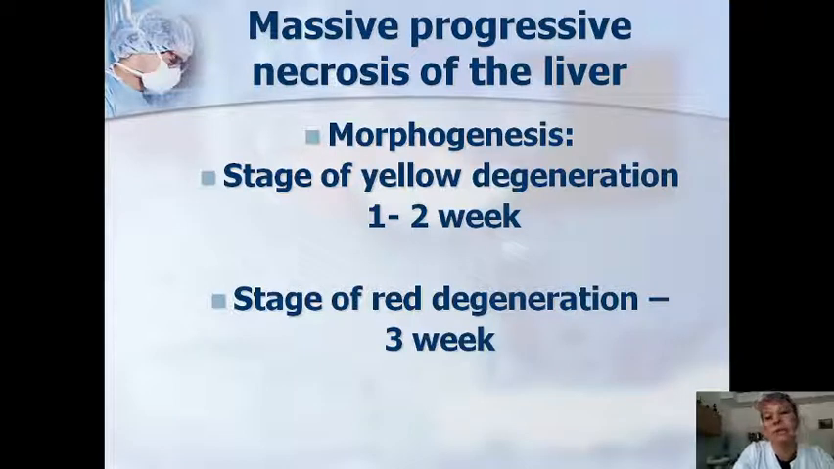There are two stages of morphogenesis, two stages of massive progressive necrosis of the liver. The first stage is yellow degeneration, in the first and second weeks. What can we see? We see fatty degeneration. The liver is enlarged, has a flabby consistency and yellow color. In the second stage, red degeneration, in the third week, we see massive necrosis of the hepatocytes and lysis of those hepatocytes.